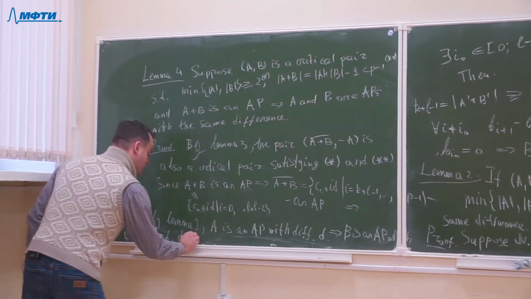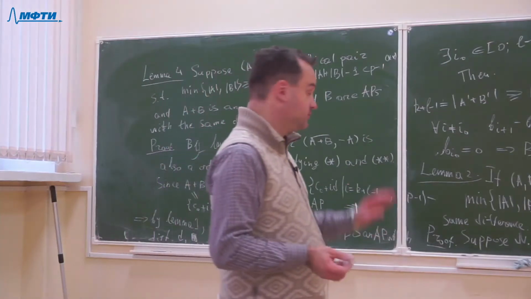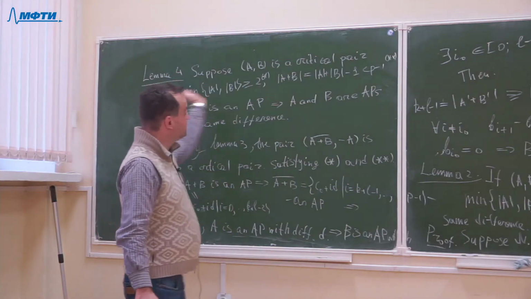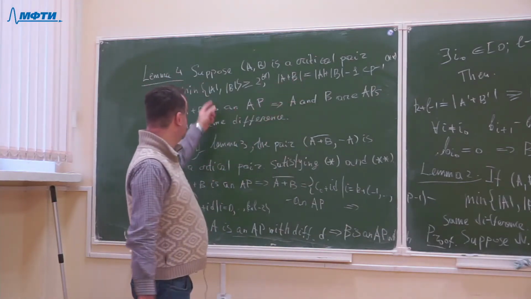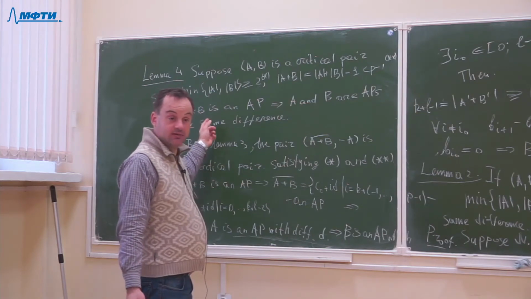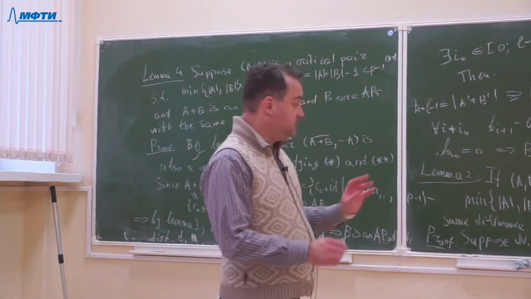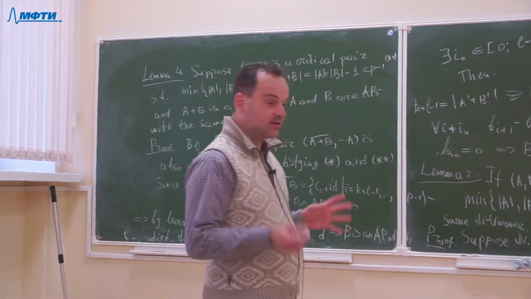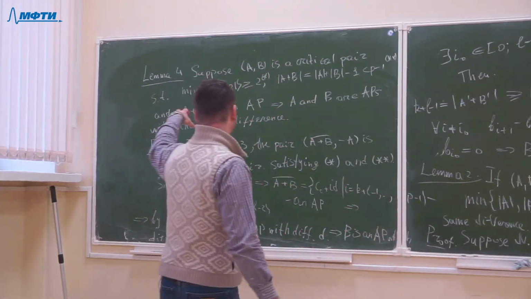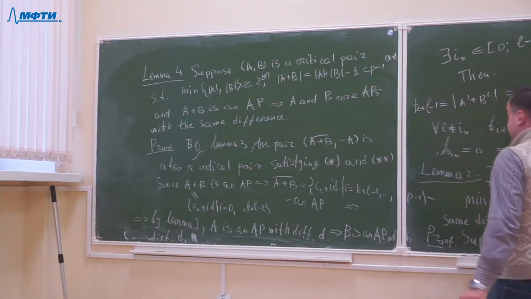So, everything is proved. We have these conditions, and we have to show that A plus B is an arithmetic progression. We just changed our main problem to the problem of proving that A plus B is an arithmetic progression. Right, okay.